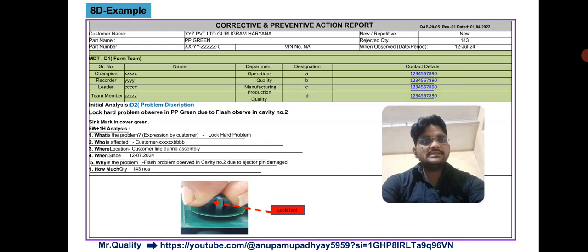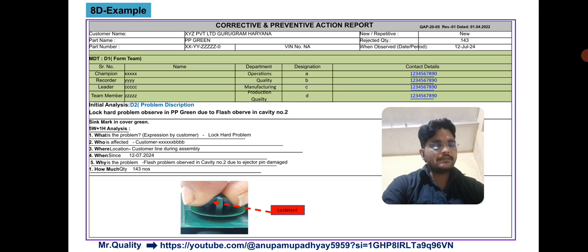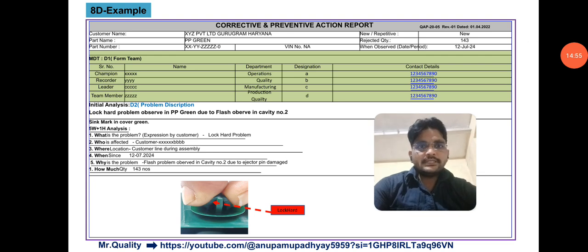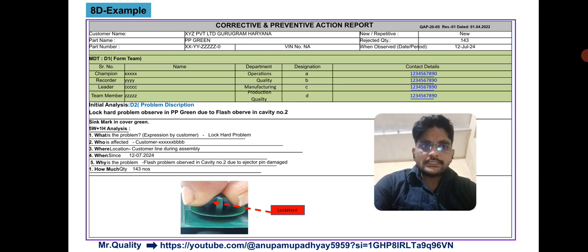This is an example of CAPA, which means Corrective and Preventive Action report. D1: we have formed a team, where each member has knowledge of the product and process. Second step, D2: what is D2?